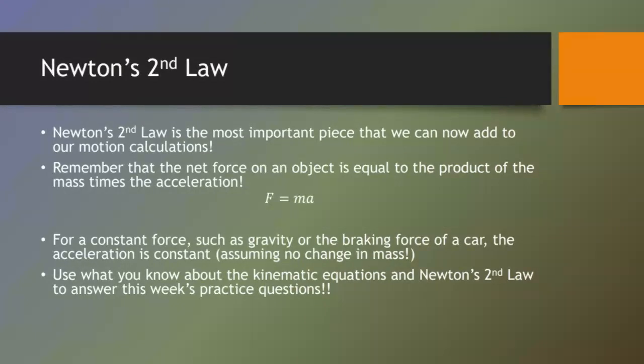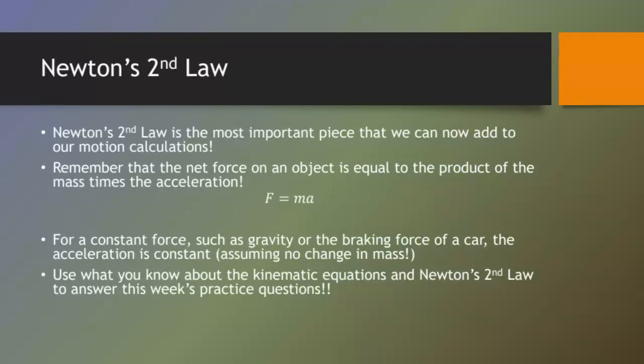So Newton's second law is the mathematical part of Newton's three laws. So it's going to be the piece that we use the most when we are discussing these different types of problems. It's the most important thing that we can add to our motion calculations. We can now take the force that's given, and if we know the mass of the object, we know the acceleration. If that acceleration is constant, we can use all the kinematic equations that we had last week and figure out how the object's going to move and other aspects of its motion.